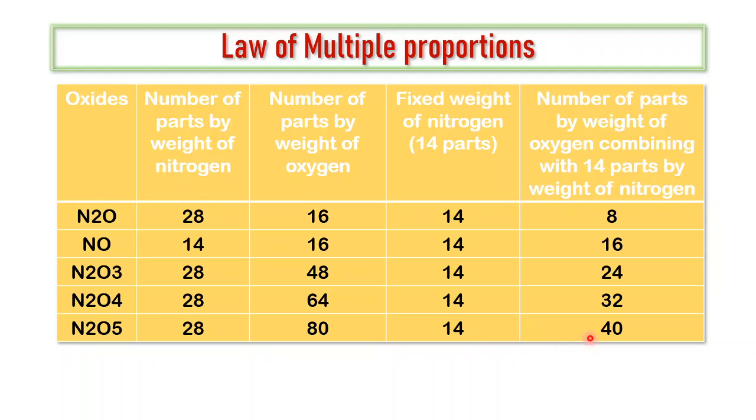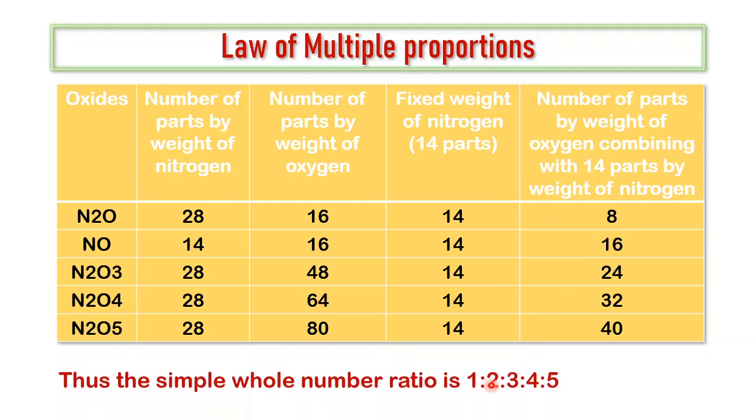So as per the law of multiple proportion, if I keep one thing constant, the other part will always have a simple whole number ratio. So here this whole number ratio will come as 1 is to 2 is to 3 is to 4 is to 5. If I keep nitrogen constant, the variable amount of oxygen which combines with the fixed amount of nitrogen comes in a ratio of 1 is to 2 is to 3 is to 4 is to 5. So this is what the law of multiple proportion says.